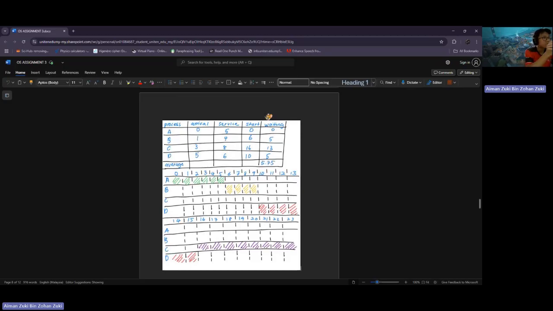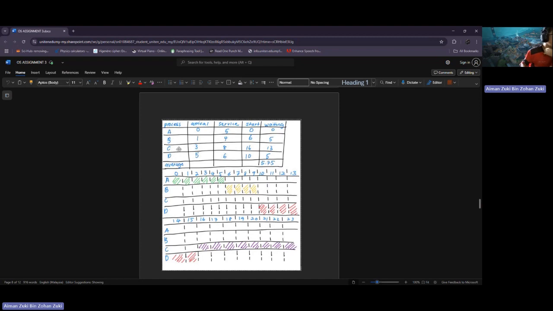So for processes A, B, C, and D, we shall look at the arrival time. The first process that arrived was A. So A will be executed first, straight away. A took 5 microseconds to execute and finish. During the completion of process A, we have 3 more processes, and how should we determine which process should run next? We will look at the shortest service time for each process.